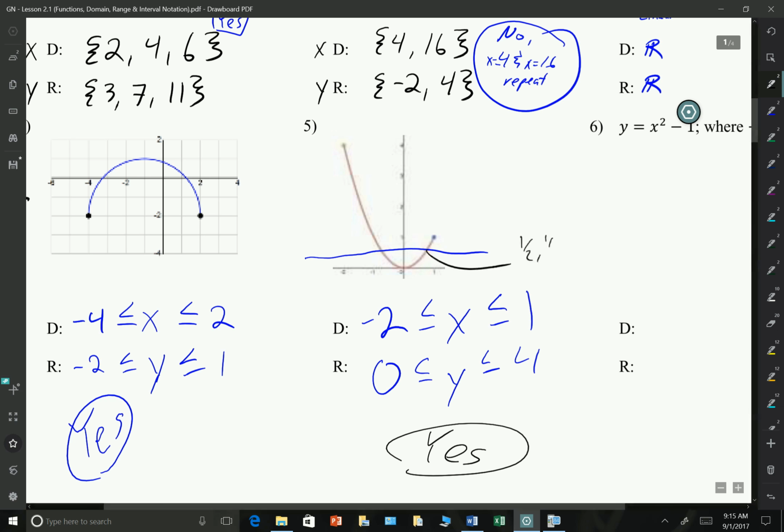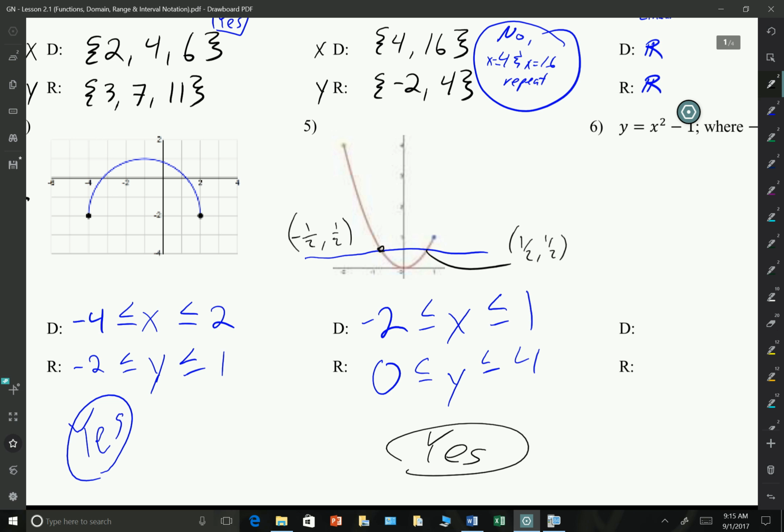1/2, 1/2, we'll say. If I were to pick this point, let's just make it easy. -1/2, 1/2. Are my x's repeating? That determines a function, right? The y's can repeat all they want. It's the x's can't repeat. Good? It's a very good question.